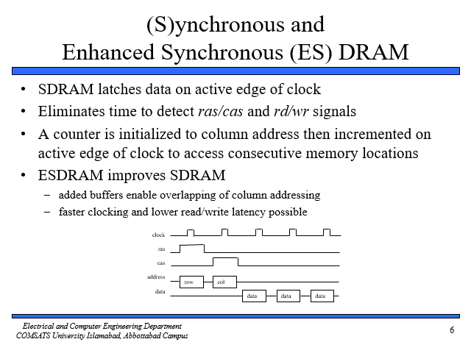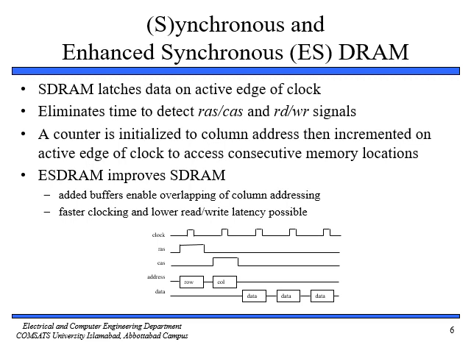SDRAM latches data on the active edge of the clock. We have seen previously that in both the variations we do not have any clock, but in synchronous DRAM we have an active edge clock. So it means that we read or write the data on the active edge of the clock. It eliminates the time to detect the RAS, CAS and read/write signals.